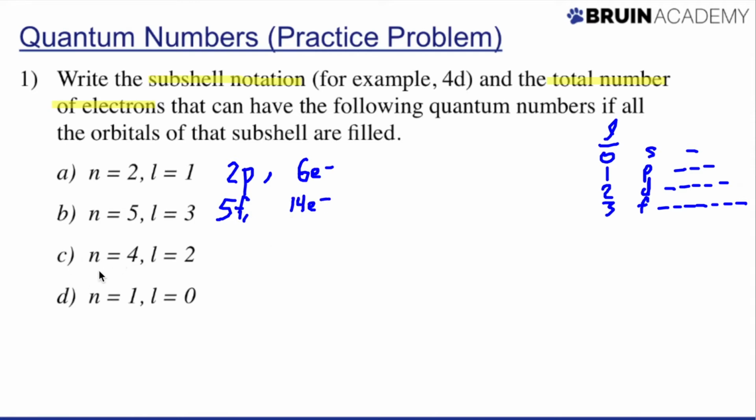All right, so you can do the same thing for C. So N equals 4, so you write 4. L equals 2 corresponds to a D. Let's get rid of this guy. And so in any D subshell, you can have a maximum of 5 times 2, which is 10 electrons. And then finally here, n equals 1, L equals 0, that's going to be 1s, 2 electrons, because an s orbital can only accommodate 1 orbital for 2 electrons.